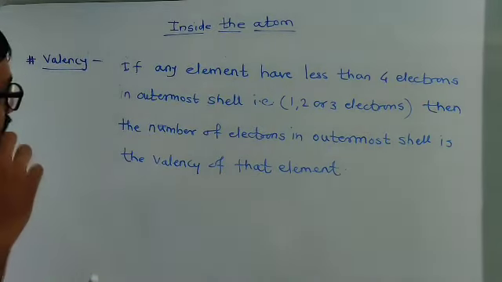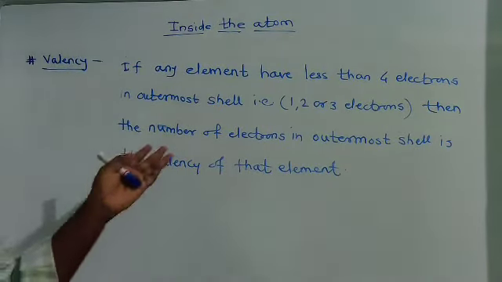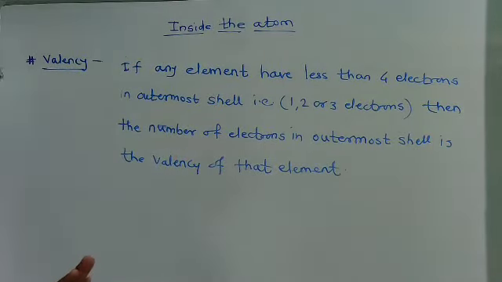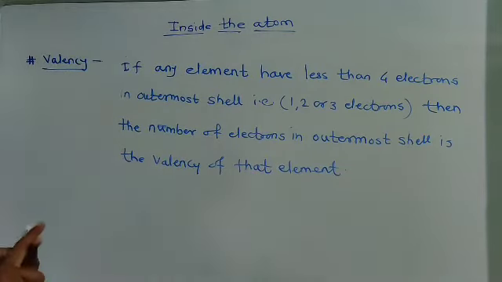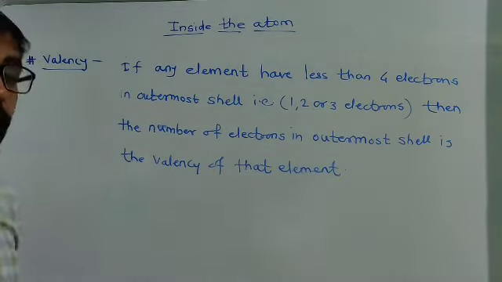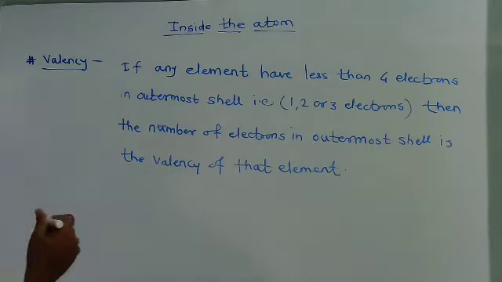Look here, what happens if 1, 2 or 3 electrons are present in the outermost shell? Then that number is the valency. If 1 electron is present, then 1 is the valency. If 2 electrons are present, then 2 is the valency. If 3 electrons are present, then 3 is the valency of that element. Very simple. Look at the example of sodium.